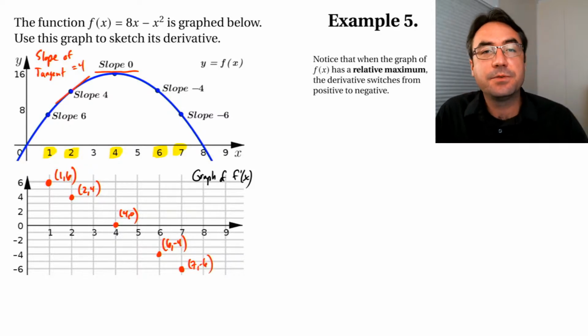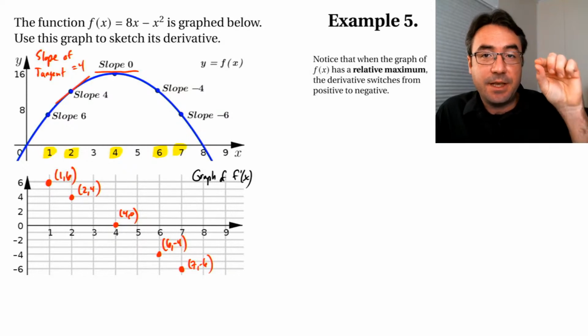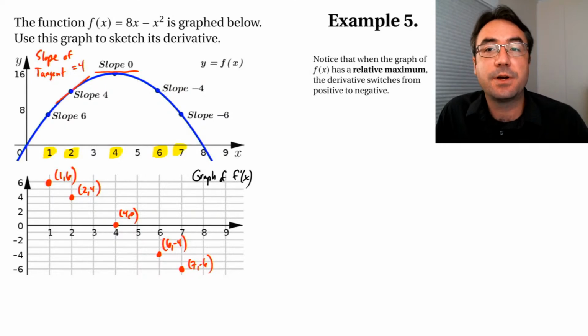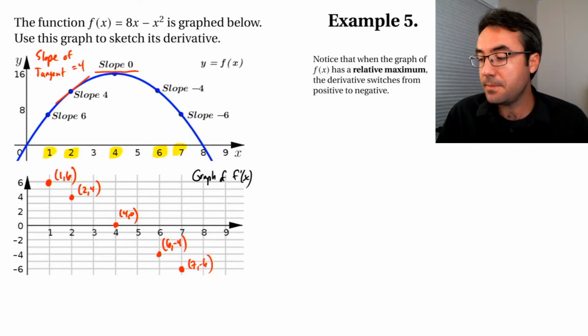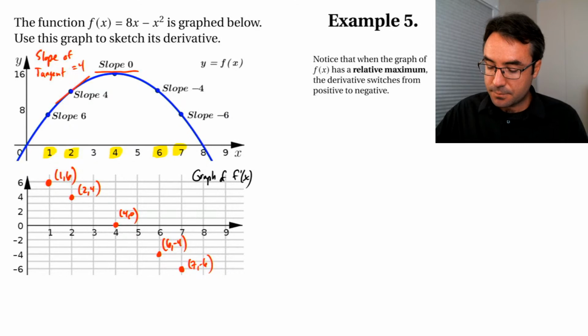And so the y values there are just the slopes of our original function f. The y value for f prime is just the slope of our function at that x value. Now, for this function, the graph of f prime is going to be a line, so we can just connect the dots.